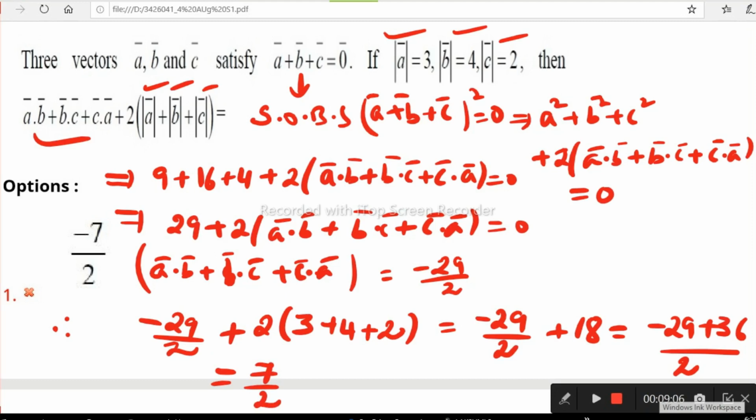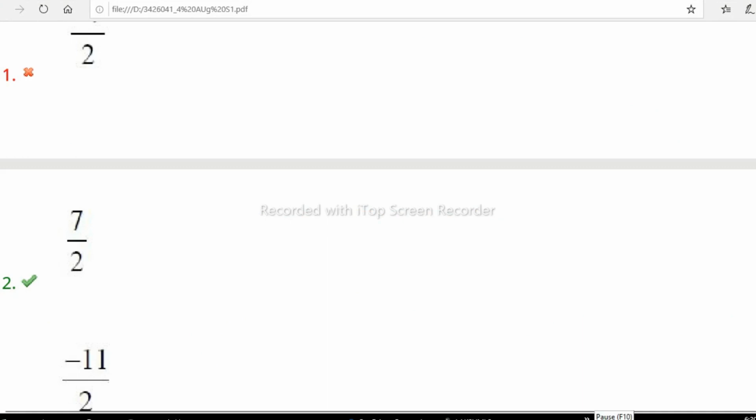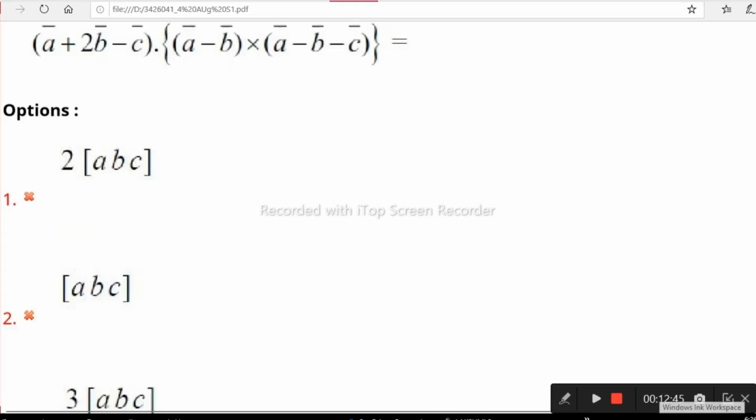So simple, you know. Here you have to consider the expansion of A plus B plus C whole square. Clear? Now we look at the option which is correct. Right? Yes, look at the given. This is 7 by 2 as the second option. Clear? We got the 7 by 2 only. That is given as the second option. Right? Now look for the next question.